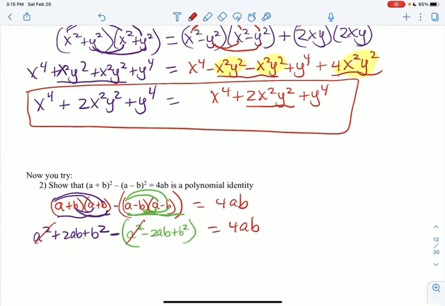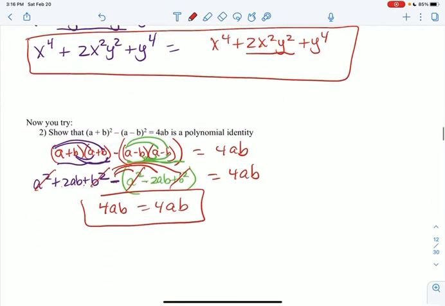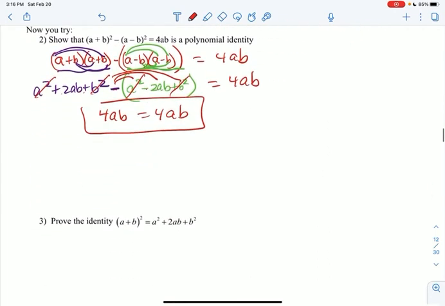2ab minus negative 2ab. So this negative sign is being distributed to everything inside. 2ab minus negative 2ab is 4ab. And b squared minus b squared, the b's also cancel out. Okay, so we did it. You proved that that was a polynomial identity.